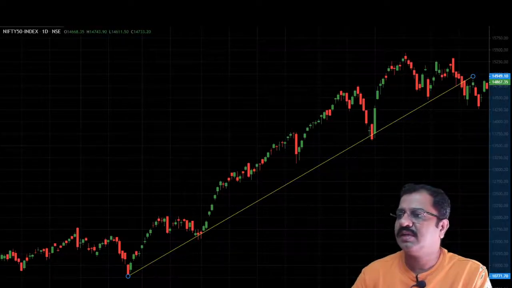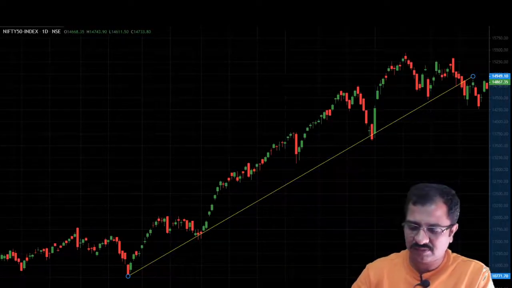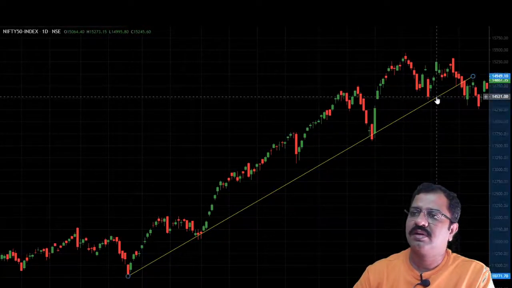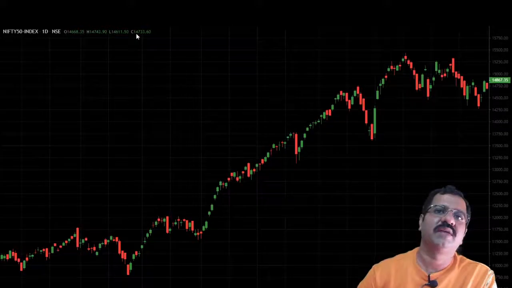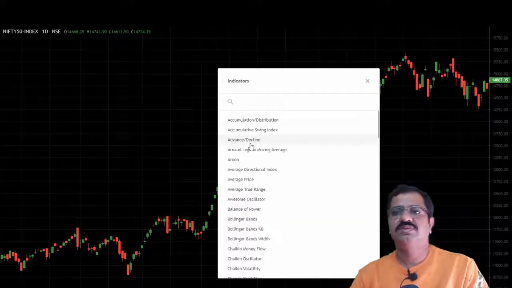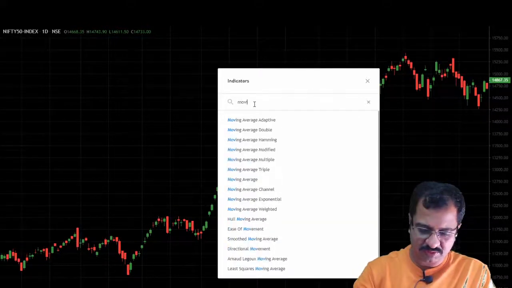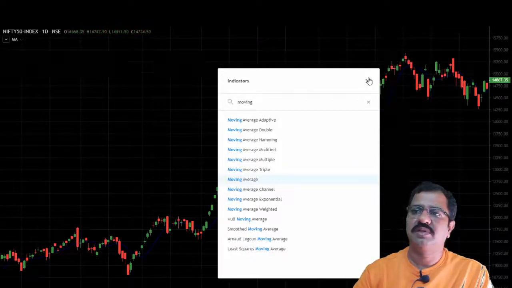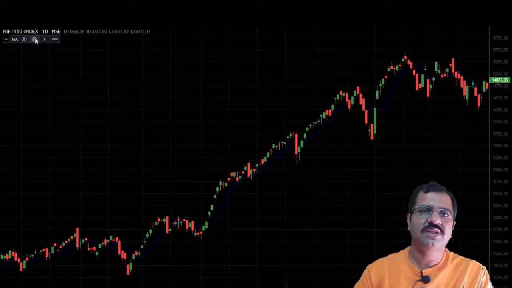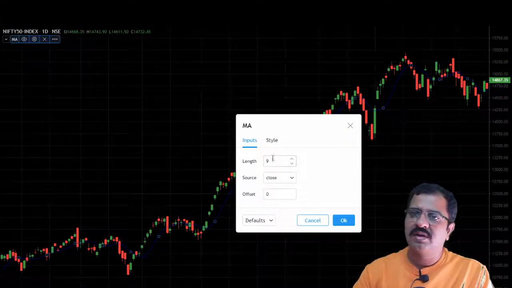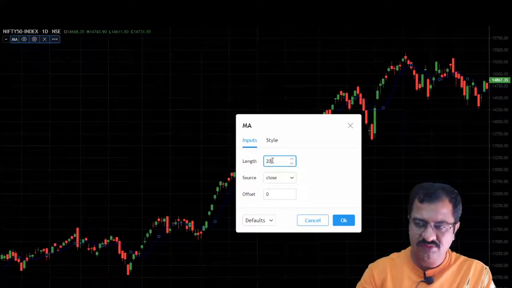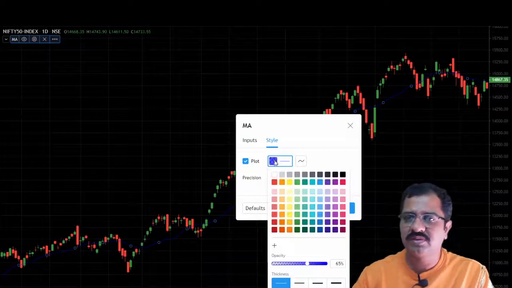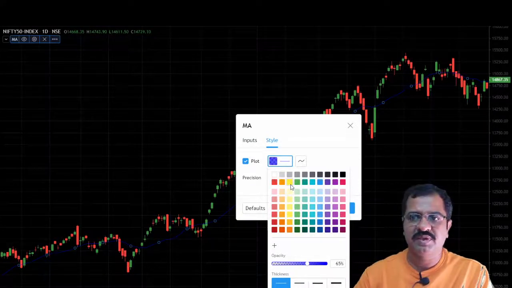So for that I will do one thing. I'll add a moving average to this chart. Let me add, say, 20 moving average. See, all these strategies you can apply on different charts. You don't need to apply this on Nifty only. I just stick to Nifty charts to explain a few things.